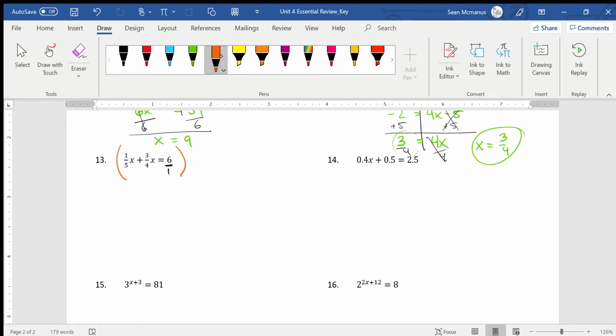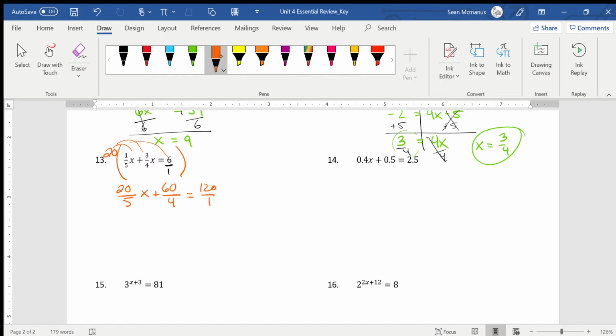So 5 and 4, I can just multiply them together and get 20. So I'm going to multiply my whole equation by 20 all the way through. And what I end up with when I do that is 20 over 5 times x plus 20 times 3 is 60 over 4 equals 20 times 6 is 120 over 1. So I just multiplied all of the numerators by 20.